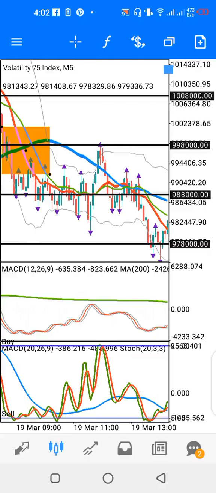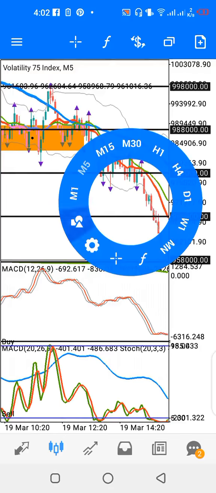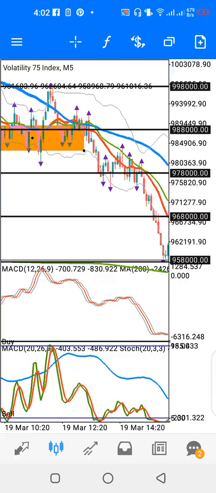Do you have a confirmation? Your confirmation will be a drop, then a drop below the drop. This is your confirmation, like a drop below the initial drop. So your confirmation here is around here, so you will start to sell around here.